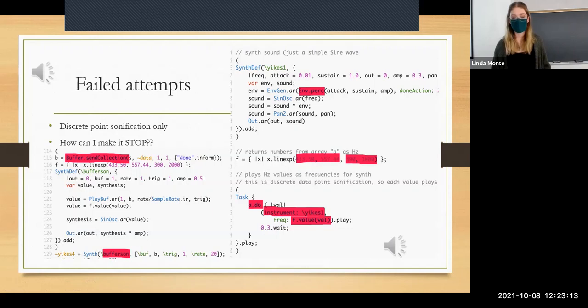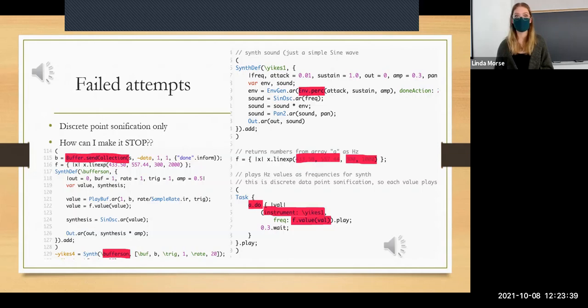But this is a little task and it runs every single number in A through the instrument yikes that I wrote out here, which is just a sine wave. And then the frequency input for A and yikes is running every single data point through F to get hertz. If that doesn't make sense, it's okay. I had to remind myself how to do all of that, putting those together.